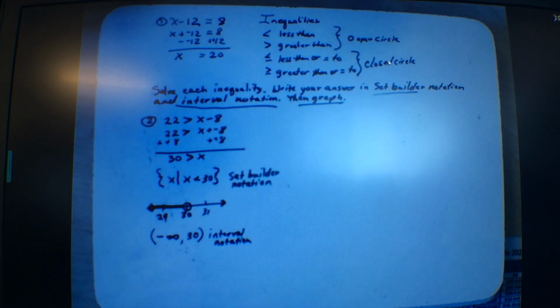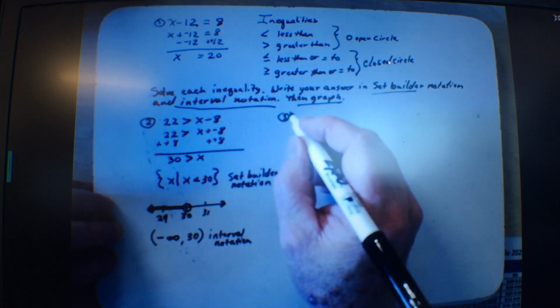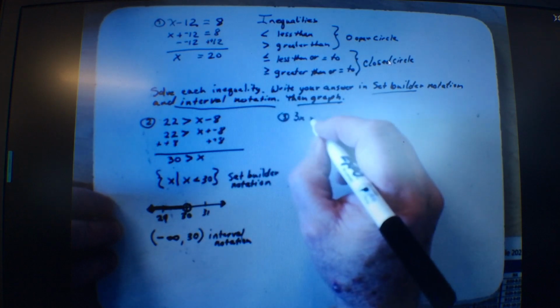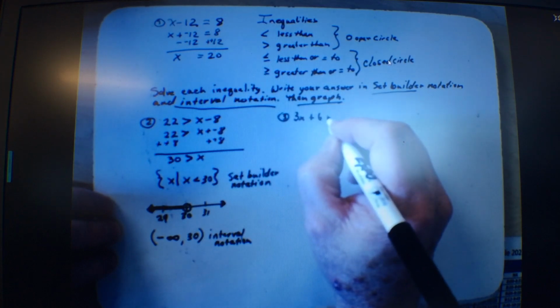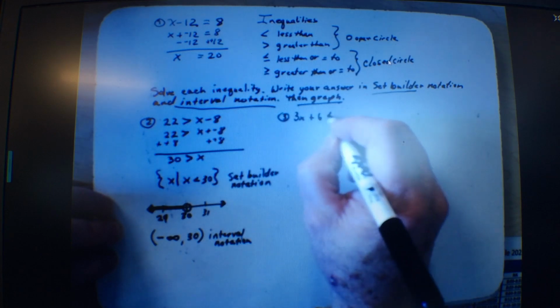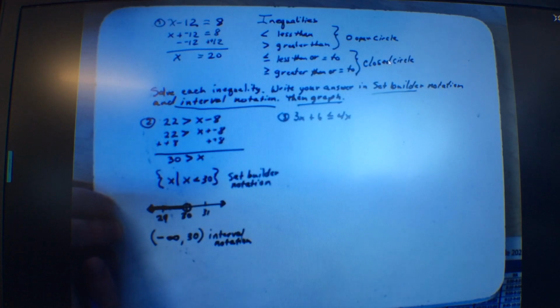All right. So let's take a look at a second type of problem. It's a two-stepper. Okay, we have 3x plus 6 is less than or equal to 4x. All right, this is a two-stepper. It has variables on both sides. What would you like to do?